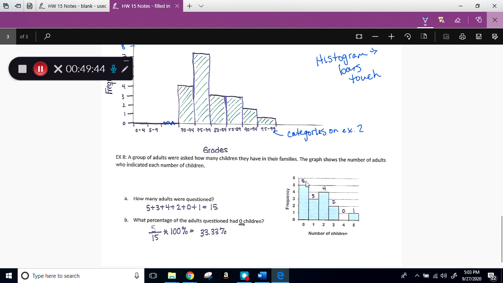But so, what percentage of adults questioned had 0 children? How many of the families? 5. Well, it could be that those are just young couples that haven't had children yet.